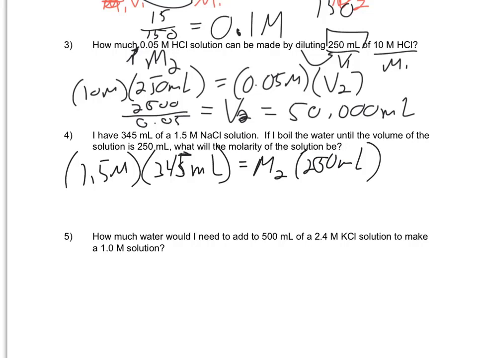So when we work that out, we do 1.5 times 345, and then we divide it by the 250, we end up with a molarity of 2.07 molar. Okay, so it went up because we took away some of the water, so it became more concentrated. The molarity is higher. All right, and then last one.